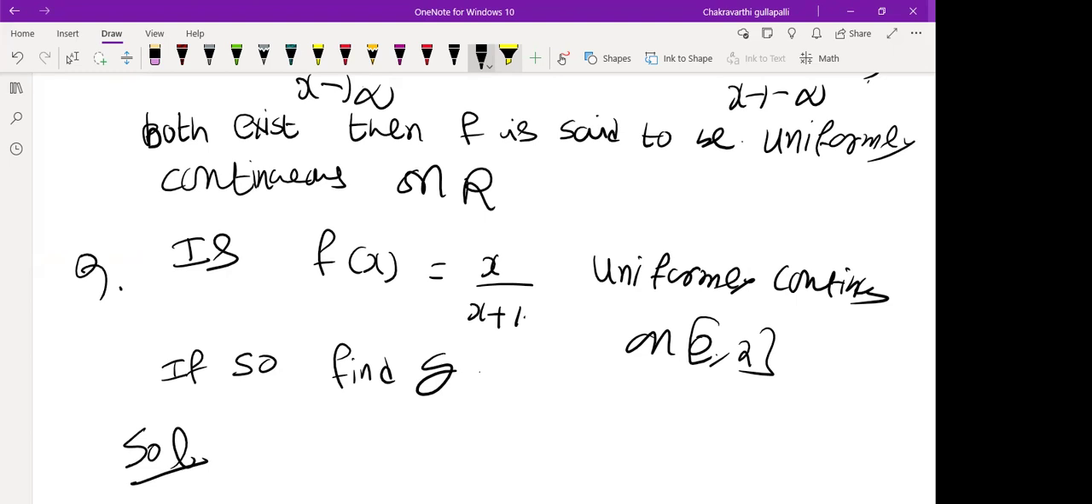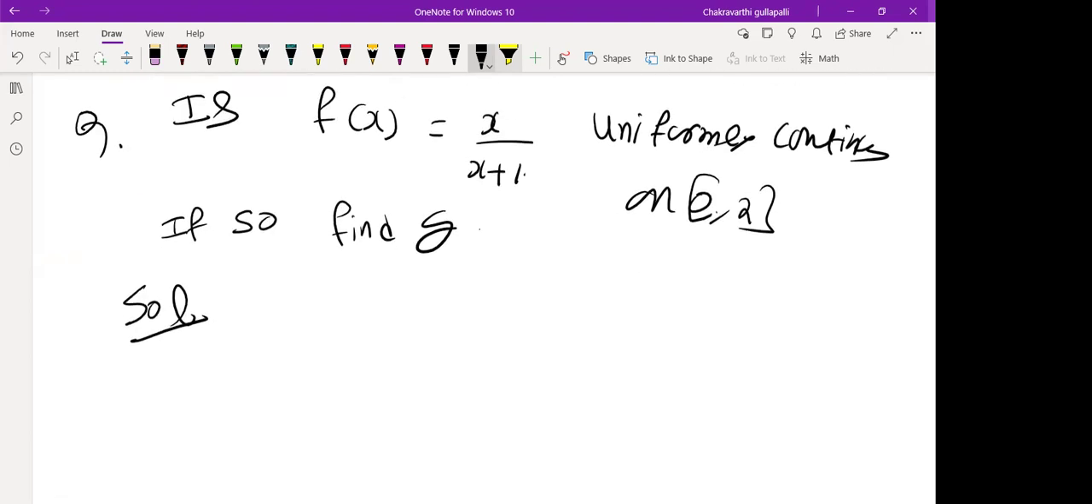Is it uniformly continuous or not, can anyone tell? Yes or no? No, madam. Uniformly continuous or not, you don't need to do anything, you can tell just by looking. If so, find delta. Why is it uniformly continuous?